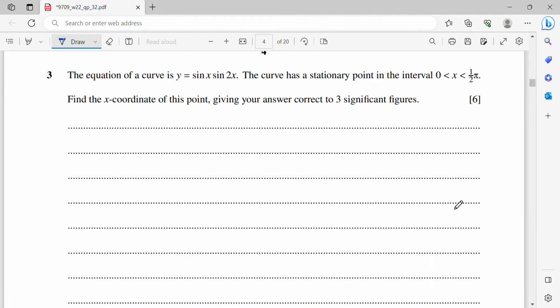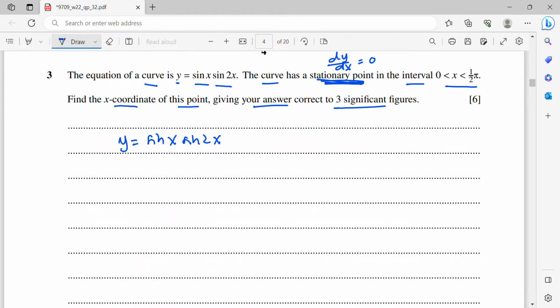Now, question 3. The equation of a curve is y equals sin x sin 2x. The curve has a stationary point. So stationary point means that dy/dx equals 0 in the interval x between 0 and pi over 2. So find the x coordinate of this point, giving your answer correct to 3 significant figures. Alright, so now the keyword is stationary points, which means that we need to set dy/dx equals 0. So now, first of all, we rewrite y equals sin x sin 2x.